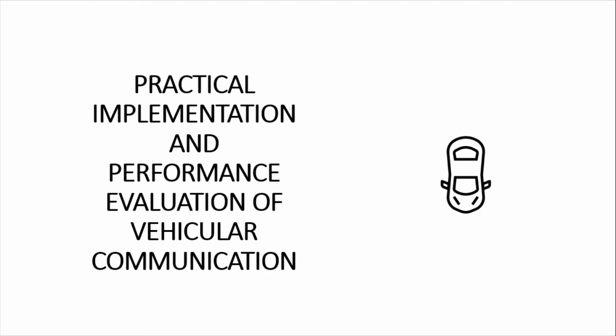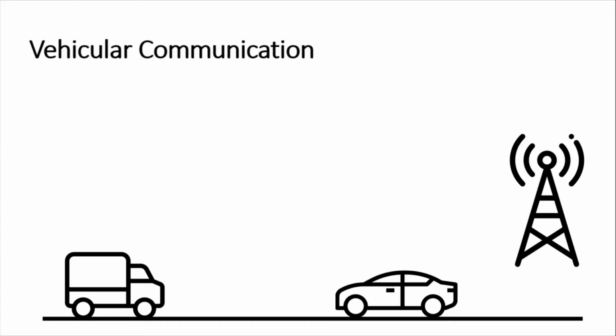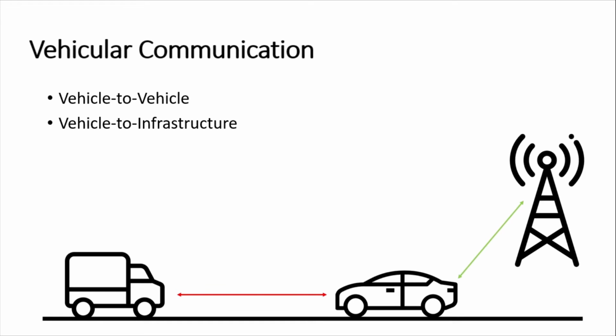Practical implementation and performance evaluation of vehicular communication. Vehicular communication is a unique type of wireless communication which was achievable because of the advancement of vehicular technologies and wireless communication. In vehicular communication, vehicles communicate with each other and with roadside infrastructures to share emergency traffic events, traffic details and road information collected by vehicles.